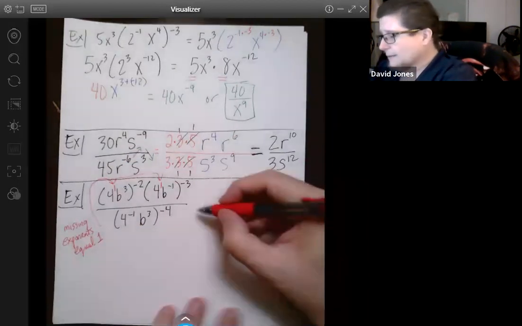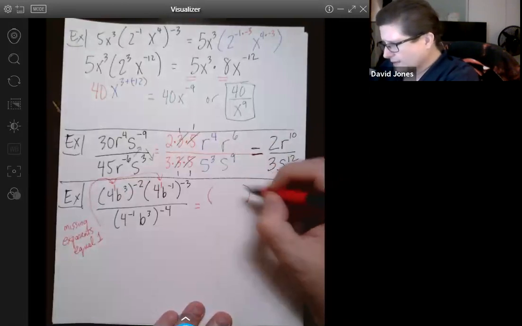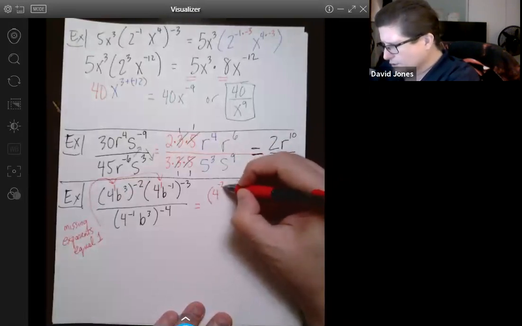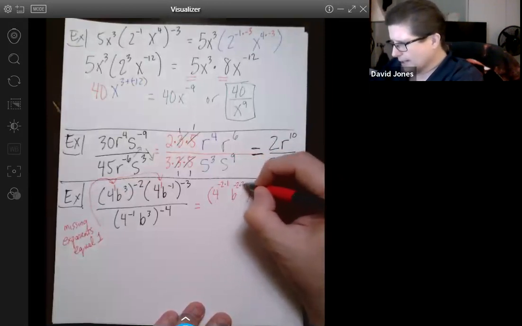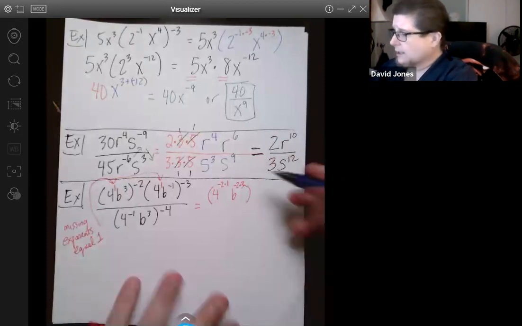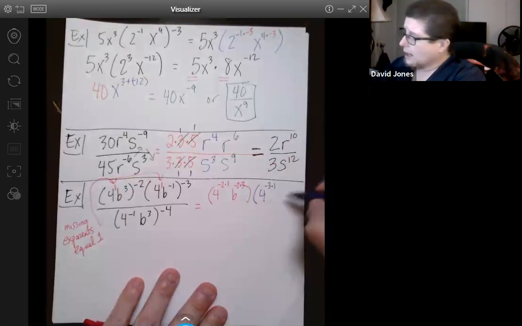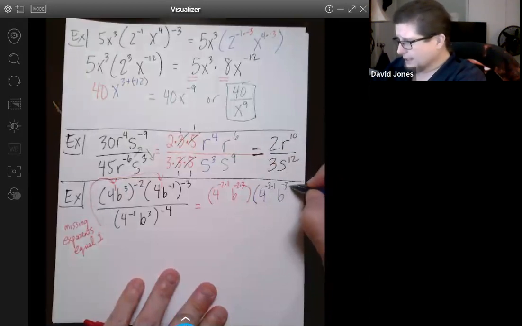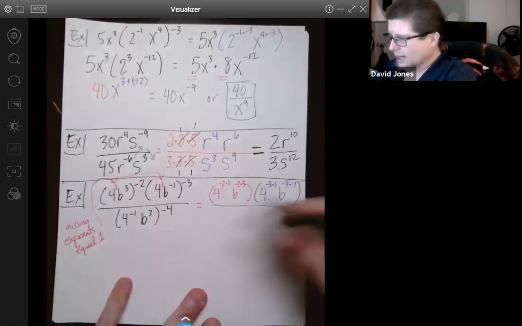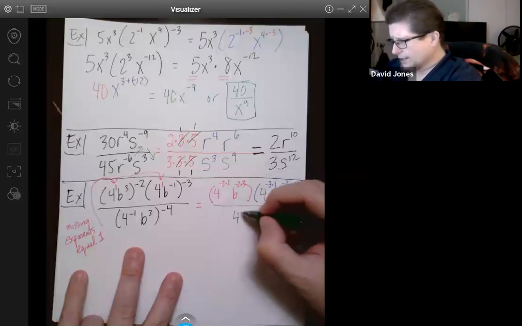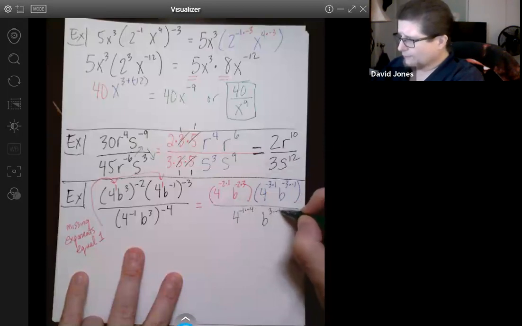So rewriting that by moving the exponents inside, I've got 4 to the negative 2 times 1, b to the negative 2 times 3, that's the first parentheses. Second parentheses is 4 to the negative 3 times 1, and then b to the negative 3 times negative 1. And on the bottom, I've got 4 to the negative 1 times negative 4, and b to the 3 times negative 4.